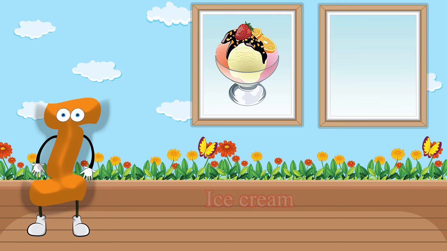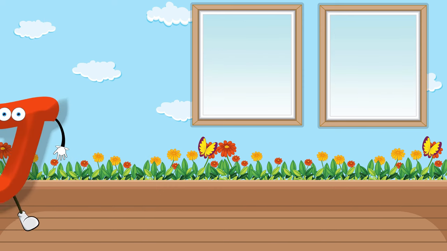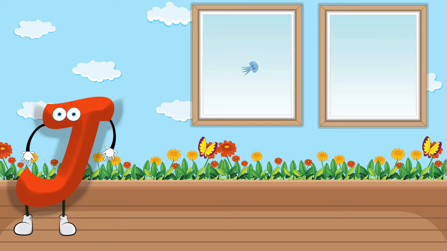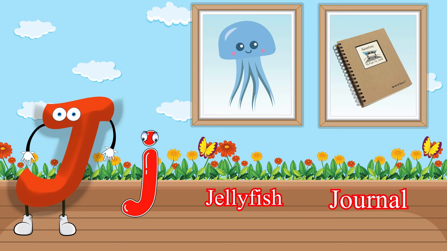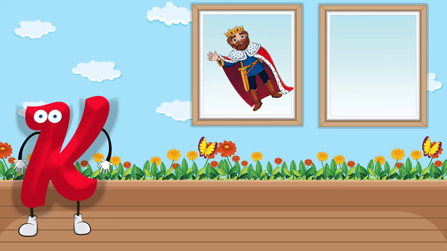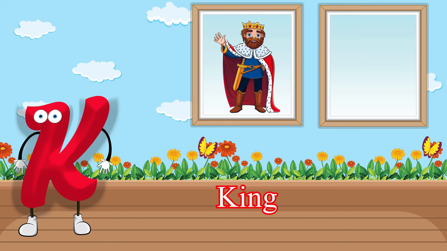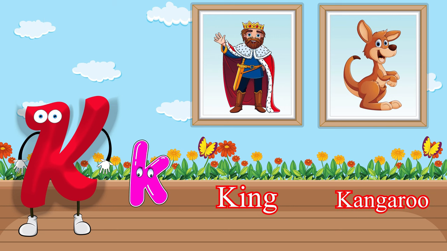I for ice cream. I for insect. J for jellyfish. J for journal. K for king. K for kangaroo.